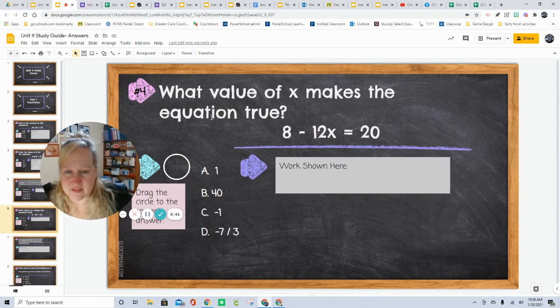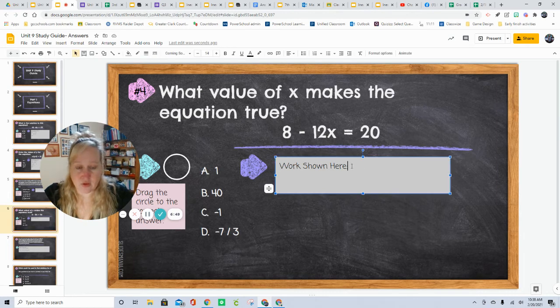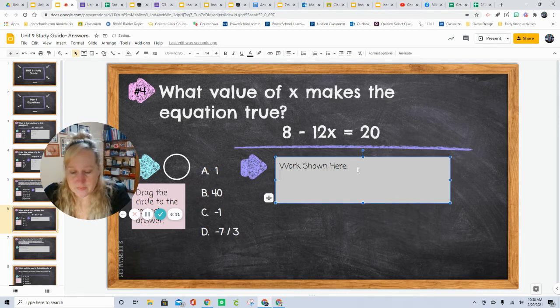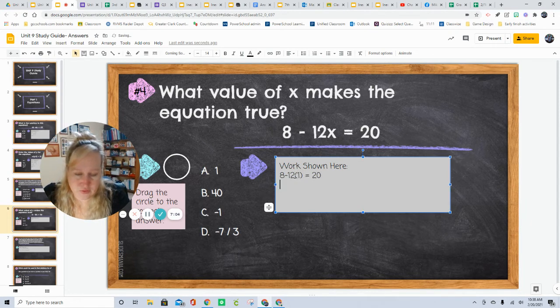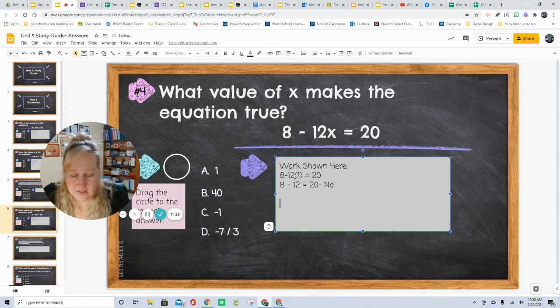What value of X makes the equation true? So this is just substitution. That means it's telling me if X is 1, what happens? So this might mean a couple of steps that we have to do. 8 minus 12 times, and they're saying 1 is X. So 12 times 1 equals 20. So let's see if that's true. 8 minus 12 does not equal 20, and I'll have to put a no. You'll be doing this on your desk, not typing. So let's try the next one.